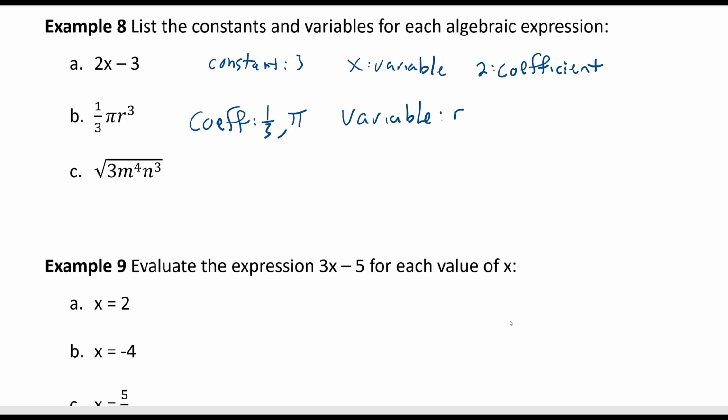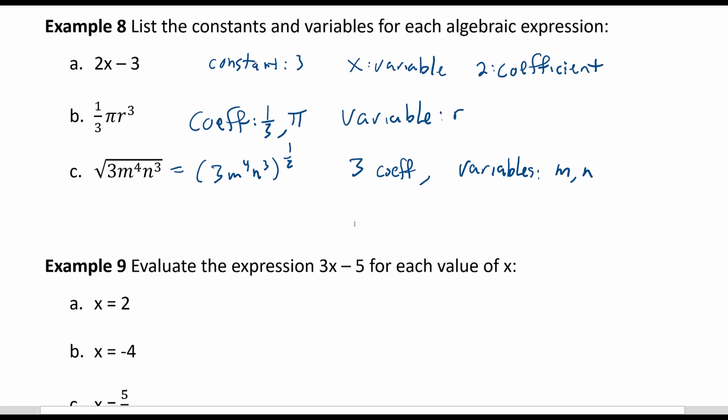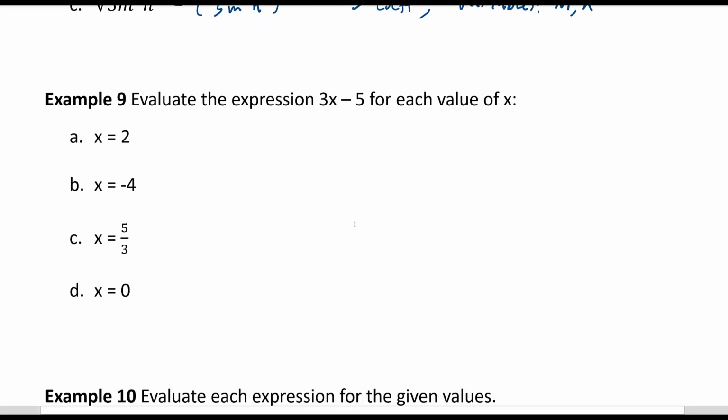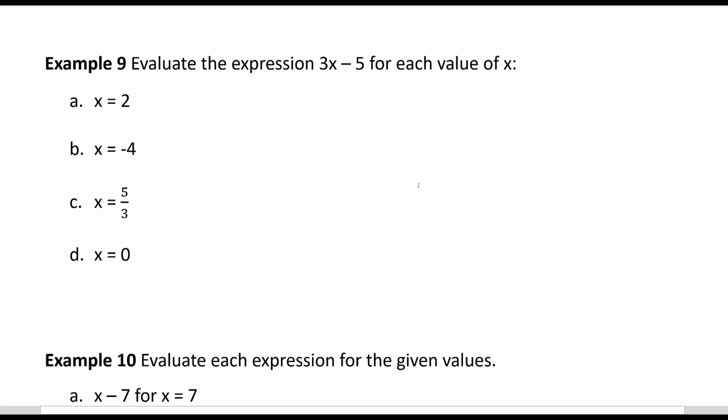For this next one, you could express this, by the way, and I'm getting a little ahead of myself, as 3m to the 4th n cubed, all to the 1/2 power if you need to see it that way. This comes up later on. So the 3 is a coefficient, and then the variables are going to be m and n. By the way, these examples are similar to the ones that are in the book, if you do read the lessons in the ebook. So that's where I'm pulling these from.